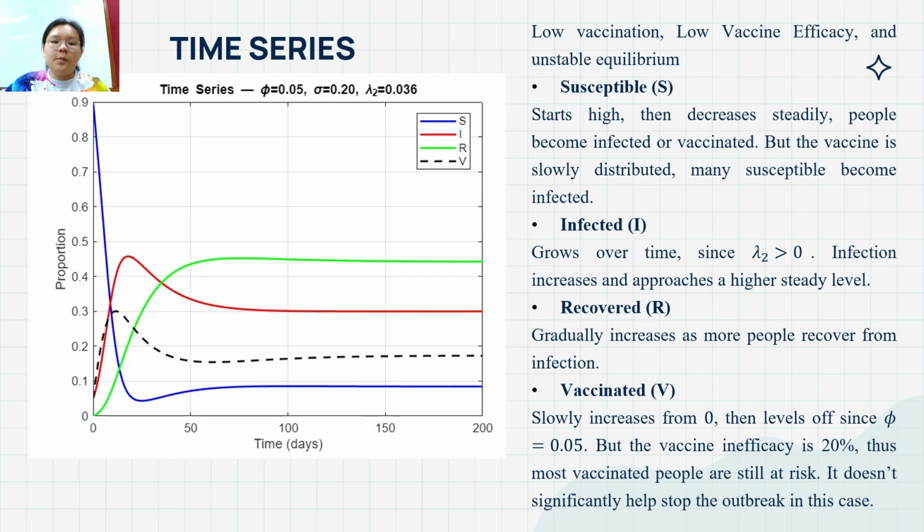The susceptible population starts high but decreases slowly. Infected individuals grow steadily because lambda 2 is greater than 0. Recoveries gradually increase as people heal. Vaccinated numbers grow slightly but not enough to make an impact due to low vaccination and low vaccine efficacy. And this shows us how ineffective control can lead to sustained and worsening outbreaks.